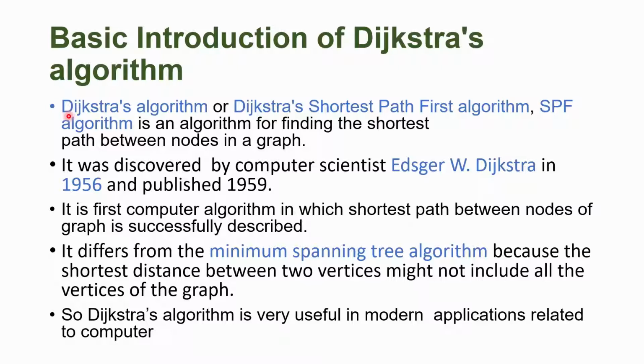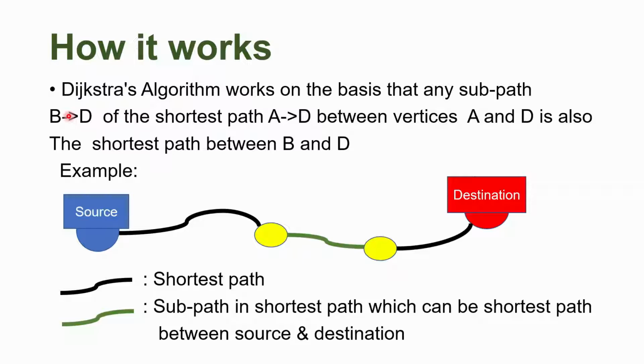It differs from the minimum spanning tree algorithm because the shortest distance path between two vertices might not include all the vertices of the graph, as in a spanning tree algorithm. So Dijkstra's algorithm is very useful in modern applications related to computer networks and many more. So here we are going to discuss how it works.